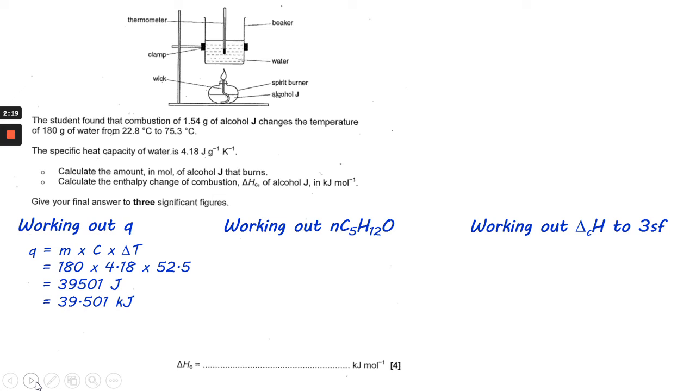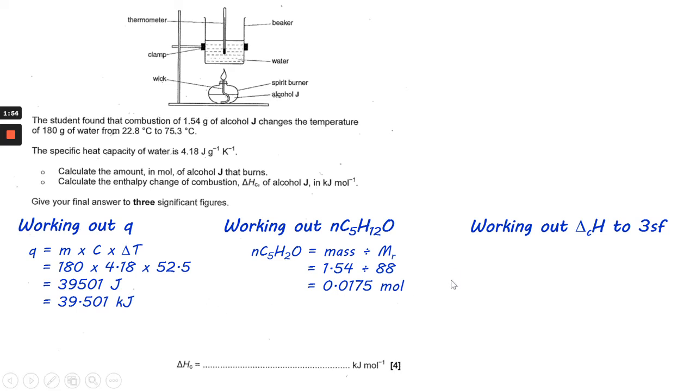So Q equals mcΔT is the mass of the water times the specific heat capacity, c, which is your 4.18, and ΔT is 52.5, so that gives us 39.501 kilojoules. Working out the number of moles of C5H12O is the mass over the Mr, which is 1.54 grams over 88 grams per mole, giving us 0.0175.